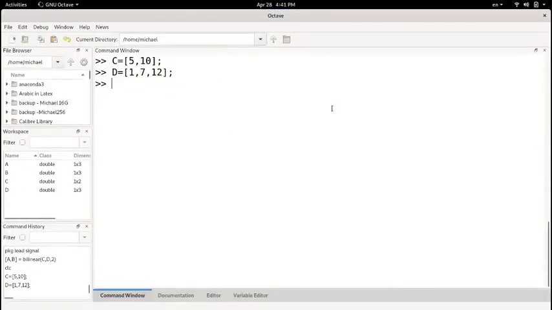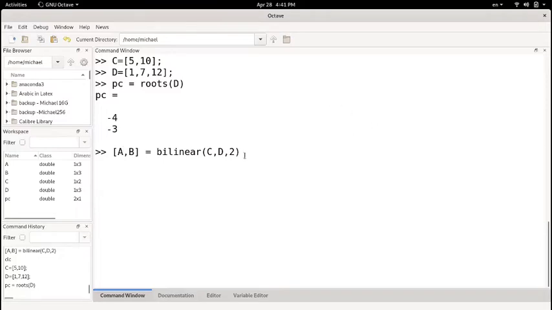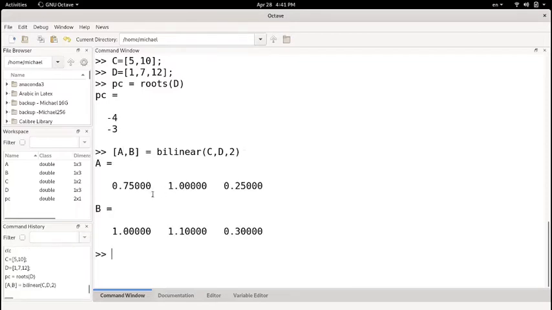So first let's check where the poles are located. The poles of the continuous time system will be roots of d. So we have two poles at -4 and -3. Both of them are located in the left half plane. Now let's use the bilinear transformation. We have a command called bilinear, with c and d, and here we give it the value of TD, which is 2 in our case, and now we get the two polynomials.